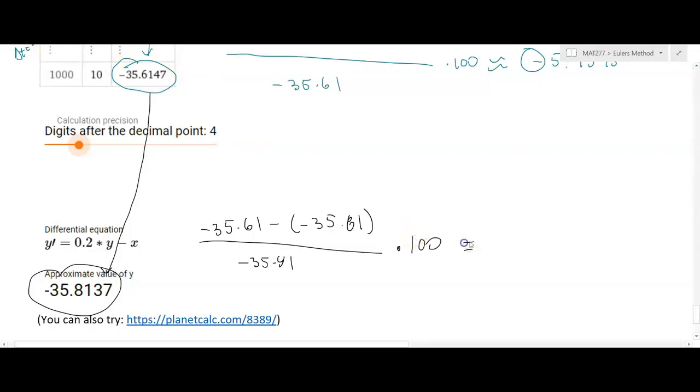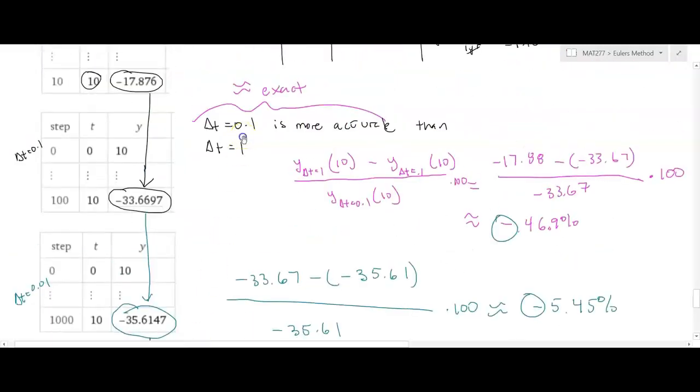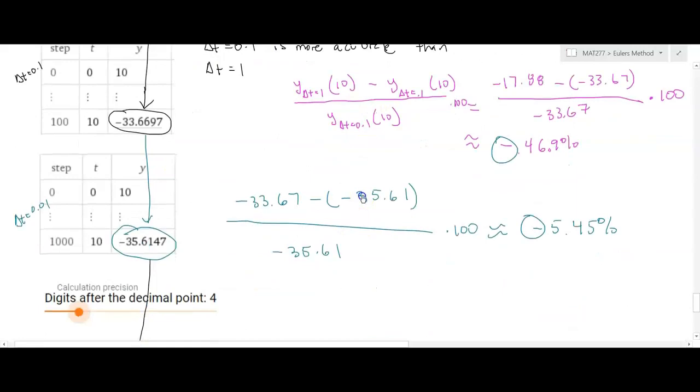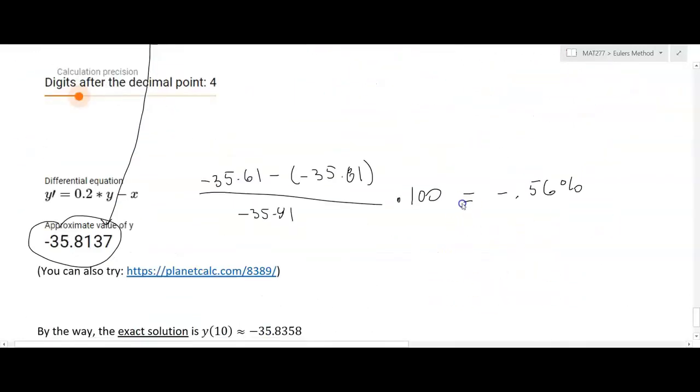And this comes out to about negative 0.56%. So in terms of these two values, this negative 35.61 was just over 0.5% smaller than this negative 35.81. Now we wanted to keep estimating until we were certain that our relative error from step size to step size was smaller than 0.9%, and this is smaller than 0.9%.